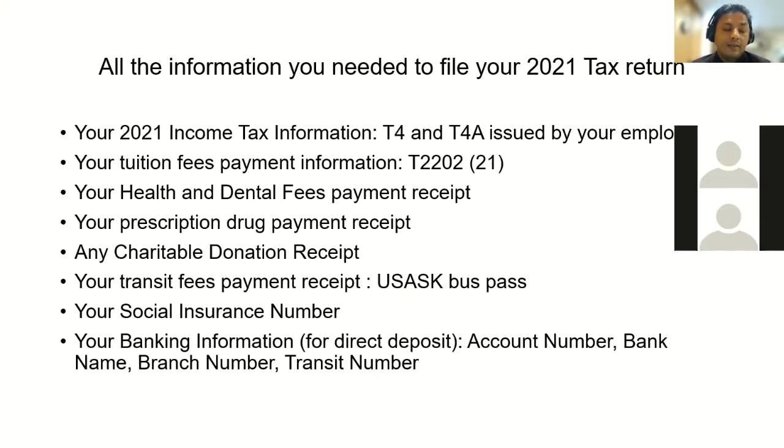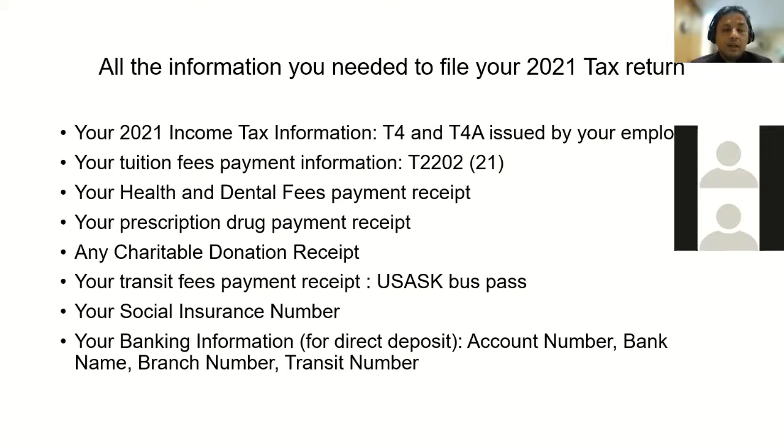And then I think at the University of Saskatchewan, we pay some bus fees, around $112 or $115 something. So these are transit fees you can claim for this credit. And definitely you need your social insurance number to submit a tax return using this software. Unless you have a social insurance number, you cannot submit your tax return.